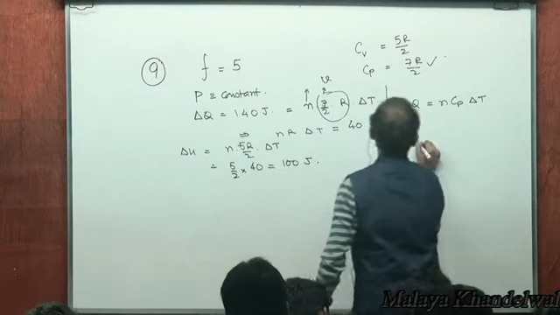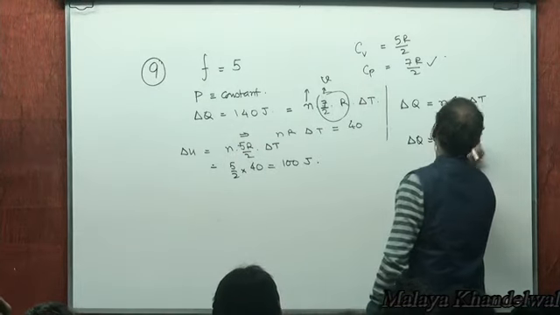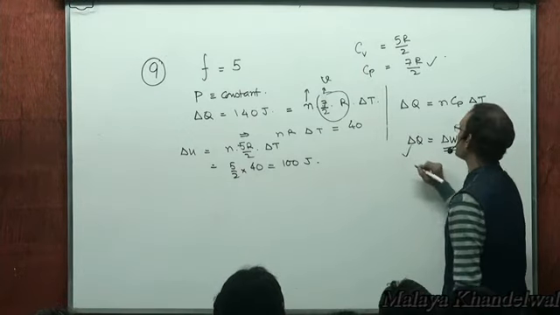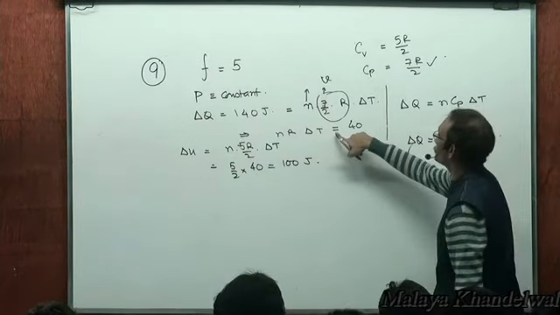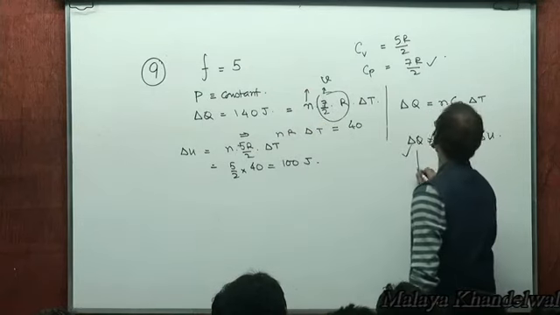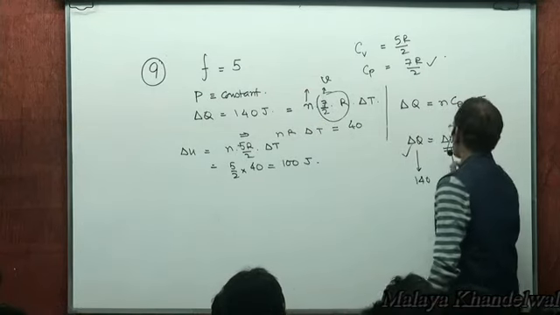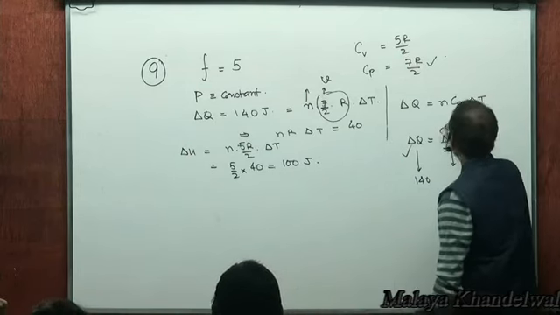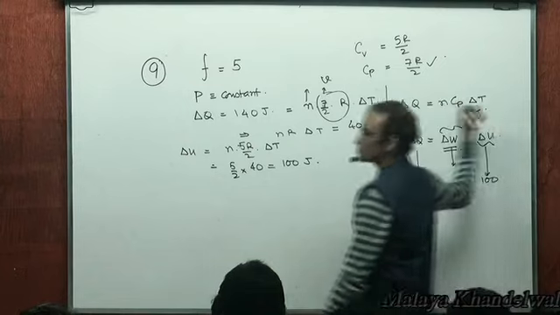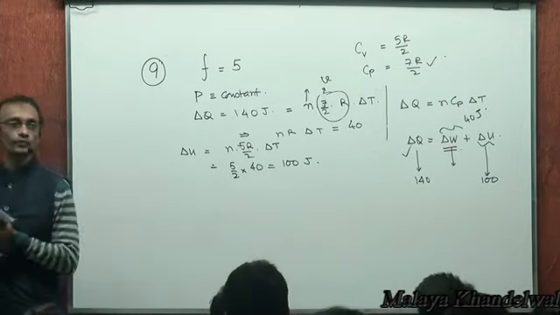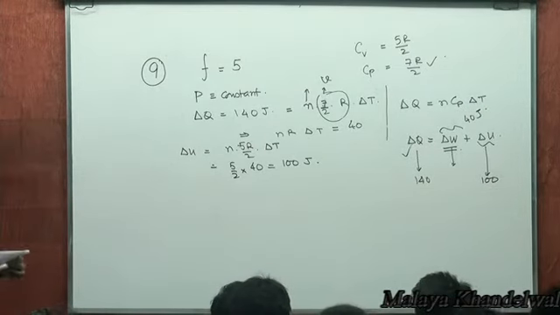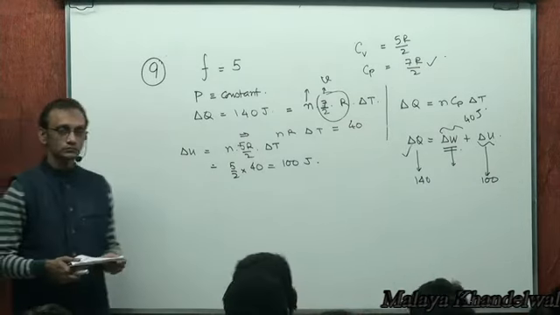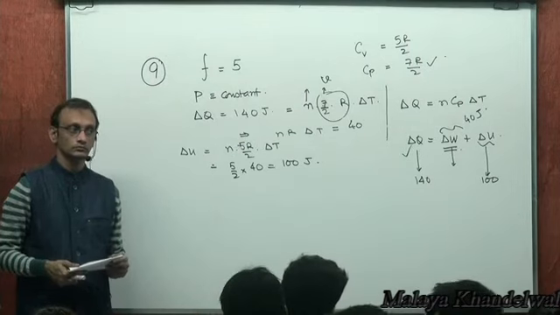So delta Q is delta W plus delta U, and you can find delta W given delta Q. We've already calculated delta Q. Delta Q is 140 joules. Delta W we want to calculate. Delta U we have calculated as 100 joules. So delta W would be 40 joules. Clear?